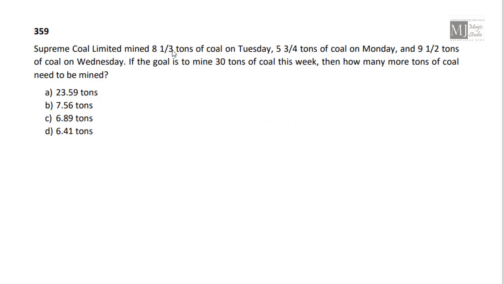Supreme Coal Limited mined 8 1/3 tons of coal on Tuesday, 5 3/4 tons on Monday, and 9.5 tons on Wednesday. If the goal is to mine 30 tons, then how many more tons of coal need to be mined? Let's add up the current production. 8 1 by 3 means 8.33 tons. 5 3 by 4 is 5.75 tons. 9.5 means 9.50. So if I add up, it would be 8, 7, 3, 10, 15, 1, 10, 18 and 3, 23.